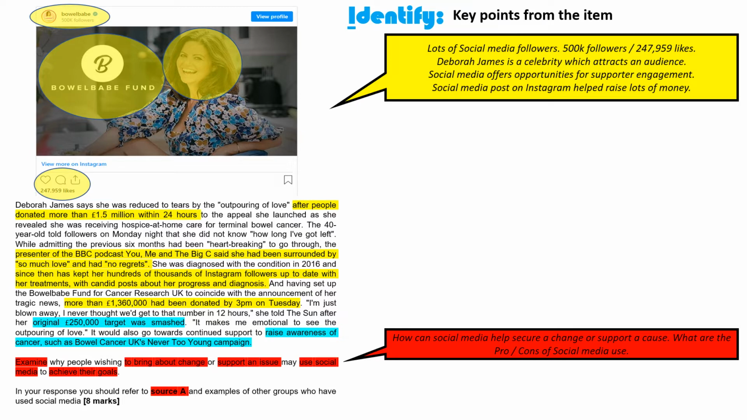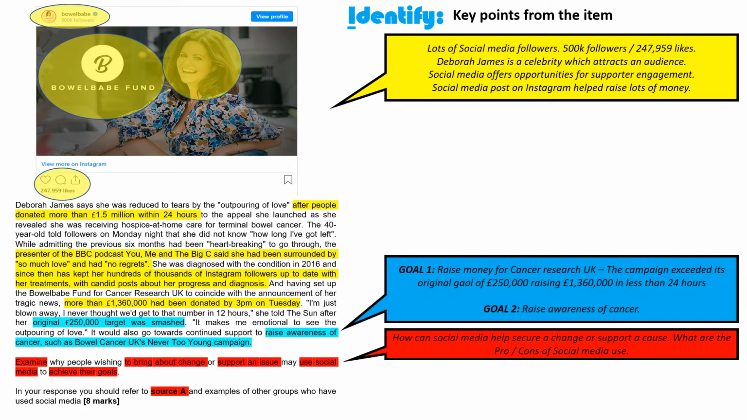Step 3 is to identify the key points. Now again, that item has a lot of information about her action, but the 2 key points I wanted to pull out were really in the final couple of sentences. So it highlighted 2 goals of the campaign. The first goal was to raise money for Cancer Research UK. The original target of £250,000 was completely overshot. They got 1.36 million in less than 24 hours. So that's a massive goal and an extension of the goal that they hoped.